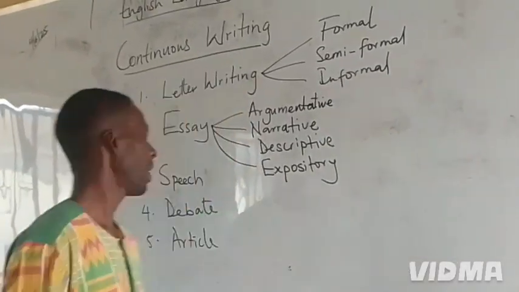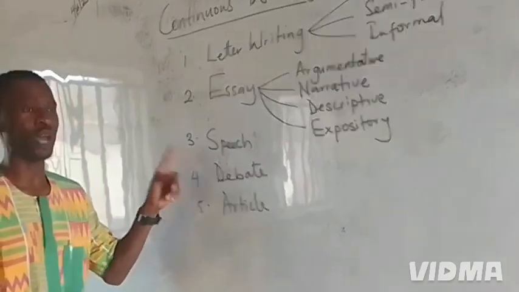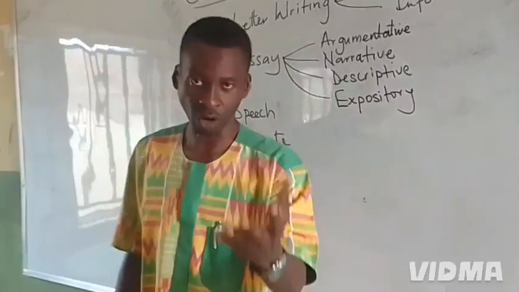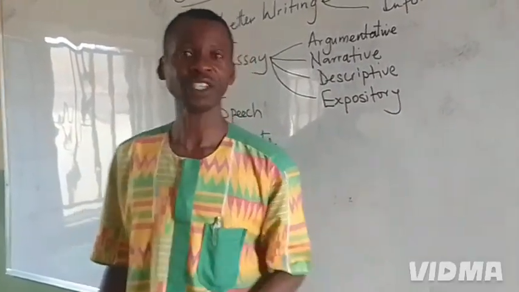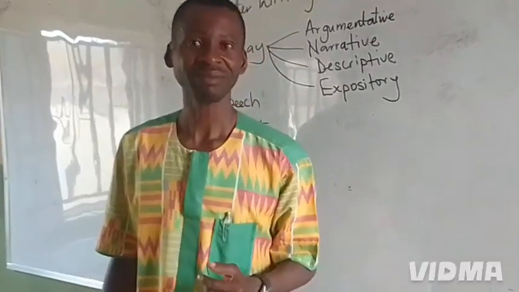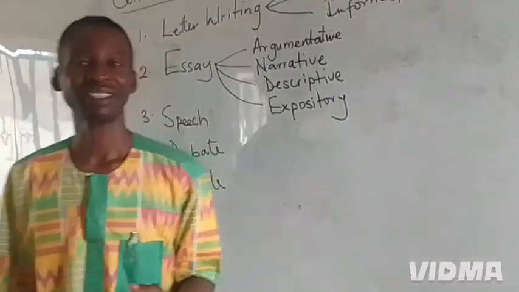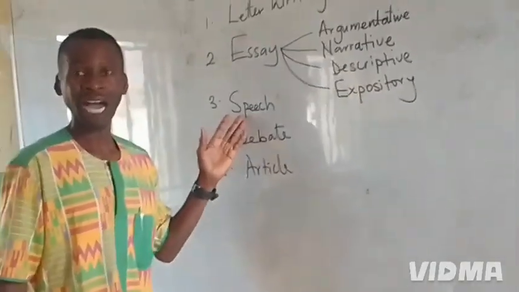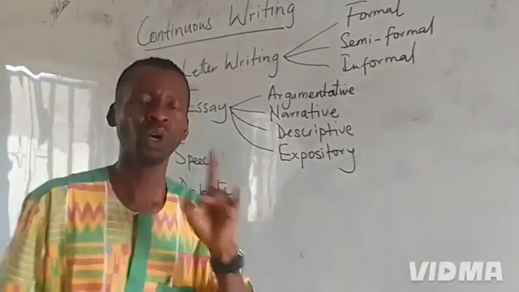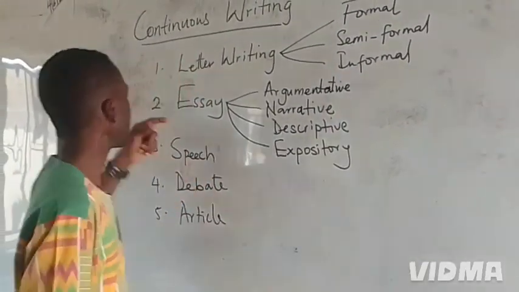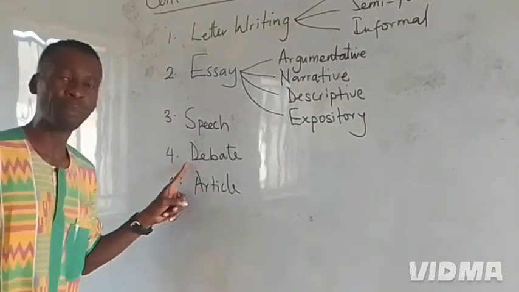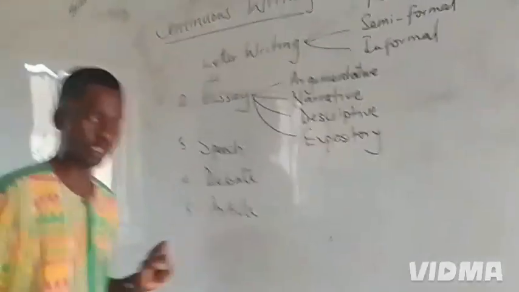It is a theory. Now, another type of continuous writing is speech writing. Now, in speech writing, you talk, you greet. First of all, honorable ministers and so on. Ladies and gentlemen, I am talking or I am here. But all these kinds of writing must have what is common, which is a topic. Essay must have a topic. Speech writing must have a topic. Debate must have a topic. Article must have a topic.